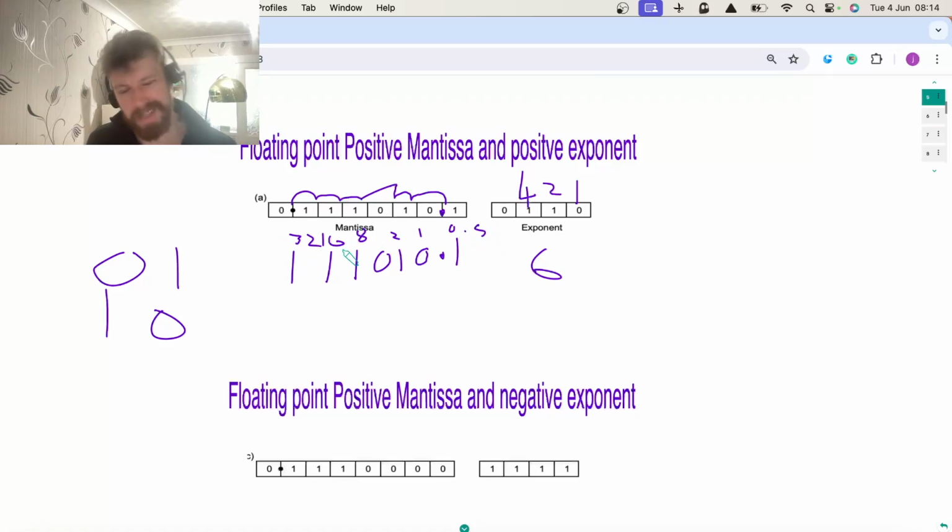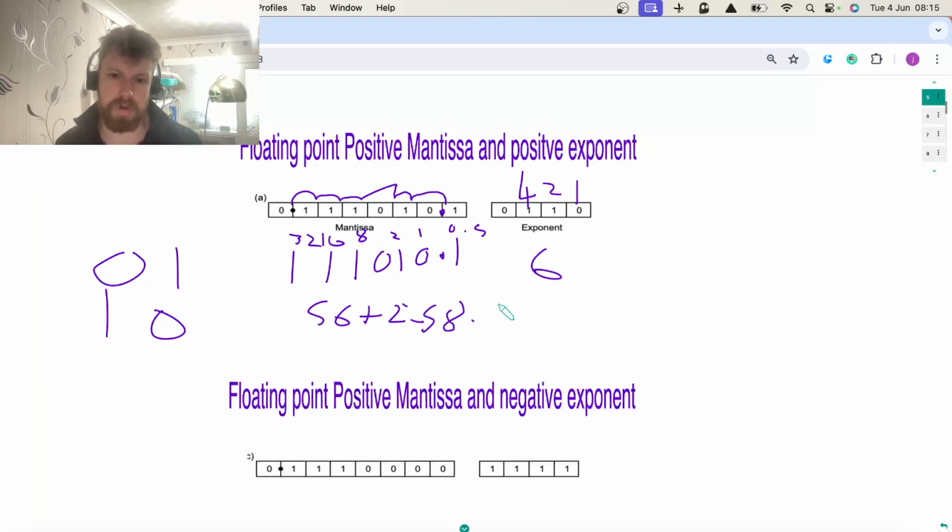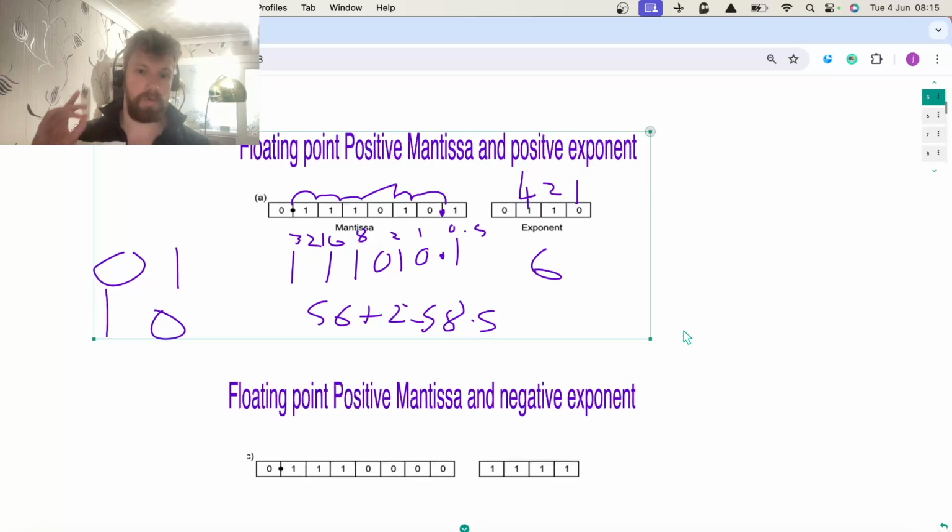So 32 plus 16 is 48. 48 plus the 8 is 56. And then plus the 2 is 58. And then we've got 0.5 there. So let's just add that on. So that number there is going to be 58.5. I do apologize. So yeah, 58.5 there. Okay, so that's how you do floating point mantissa.